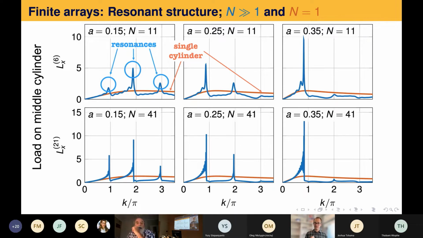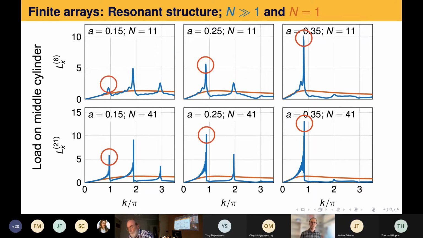What I want you to note here is that the number of resonances doesn't depend on the array length. So you can see that if you compare the different rows, but it does depend on the radius of the cylinders. So compare the different columns. And as you increase the radius, you lose resonances. But you always have the primary resonance just below k is equal to pi. And there's a lot that is known about those resonances.